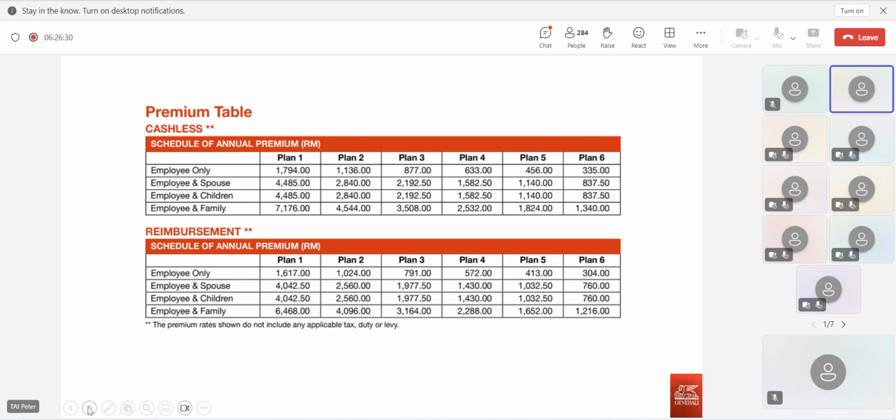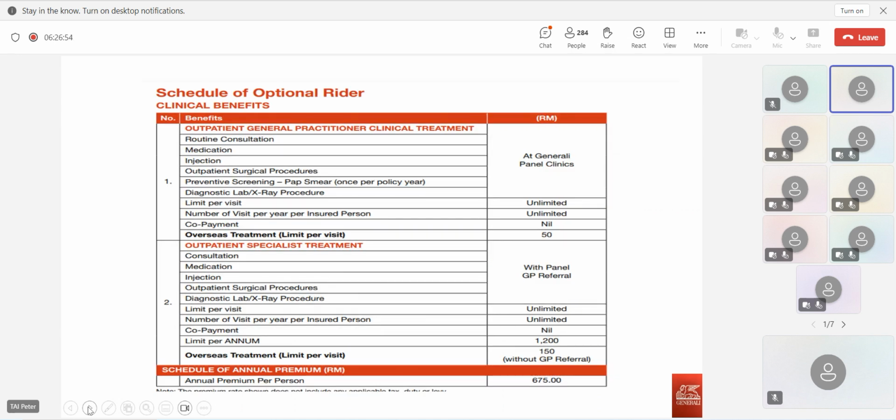Everything else, the coverage is the same. All the benefits are the same, except that you have to pay first and claim back later only. So because of that, there's a discount on the premium. As you can see across the board, everything is cheaper compared to the cashless format. So that's the premium table. Let's move on.